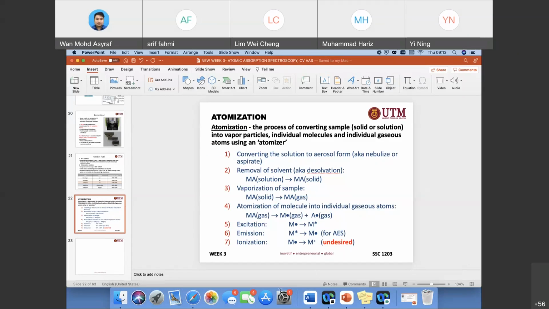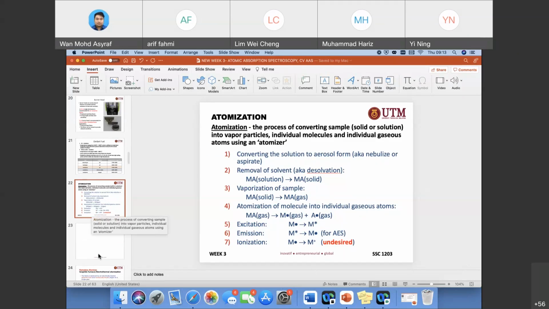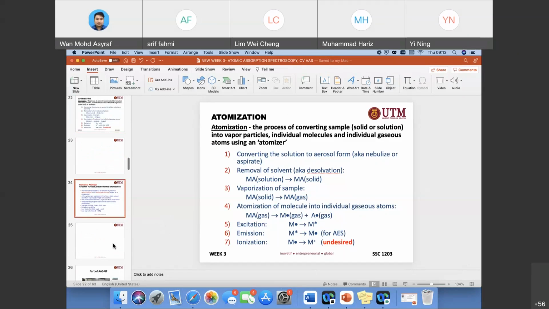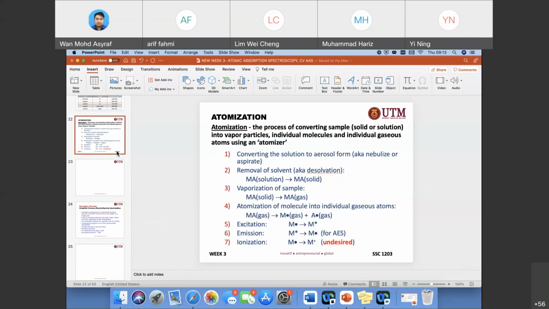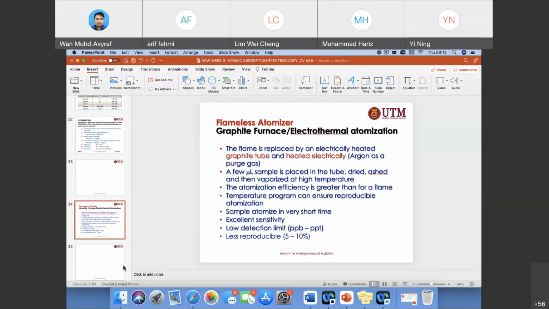Okay. But remember, for flame AAS, ionization is not required, in fact it is undesired, because ionization will cause some interferences later on. Okay, I've explained this towards the end of the lecture. And then after that, for atomization you have looked into the flame, and then we look into the graphite furnace atomizer.